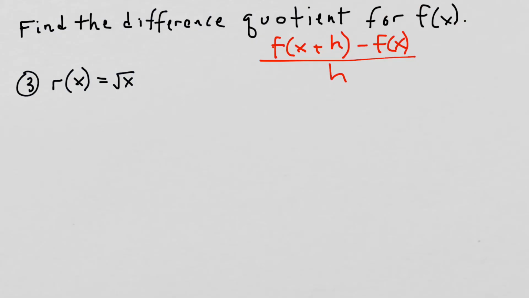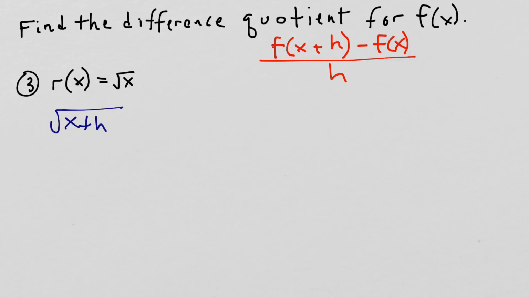Okay, so one more of these. We're asked to find the difference quotient again, but this time we have a square root function. If I want to substitute x plus h for x, that would be square root of x plus h. So that's this part here. And then I'm going to subtract the function.